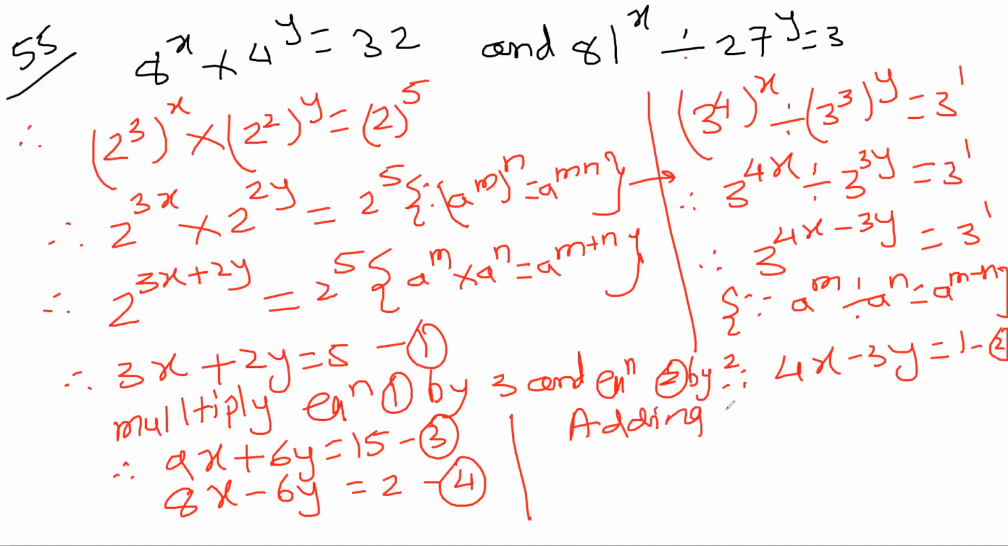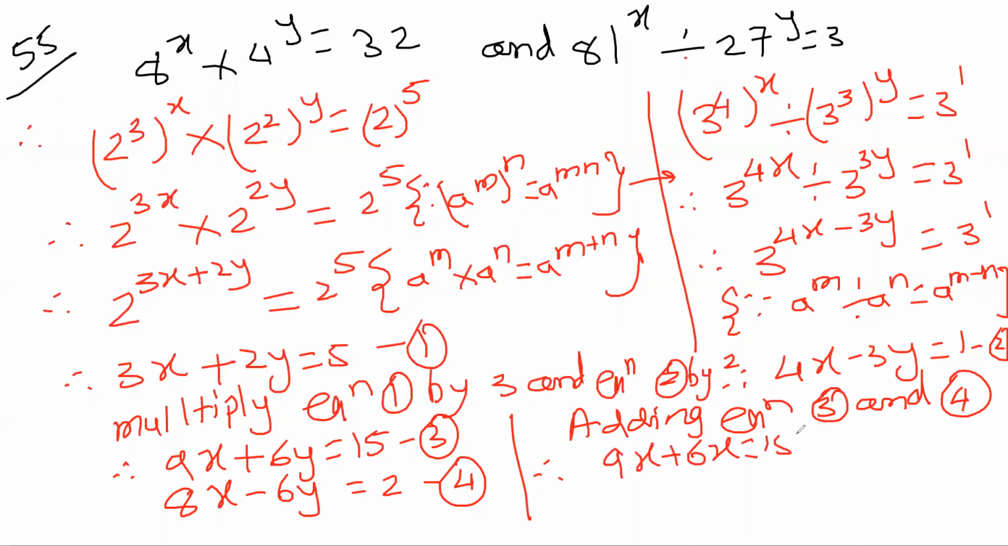Adding equations 3 and 4. Why add? Because the coefficients of y are exactly the same and opposite in sign. So you can cancel them. Add them, so plus and minus cancel. Right? 17x. Sorry, not x, y.